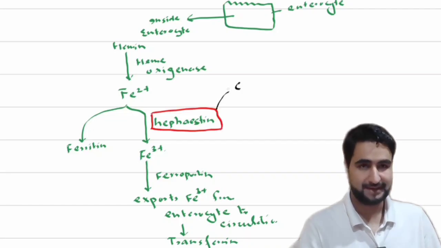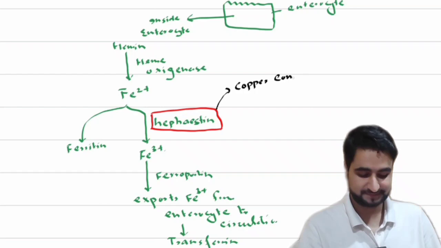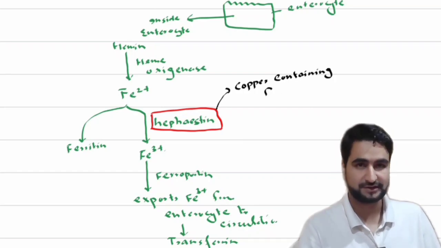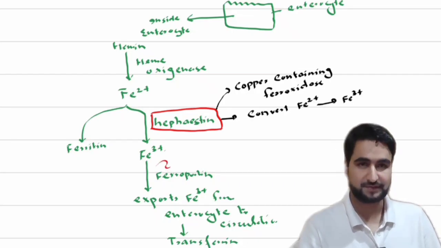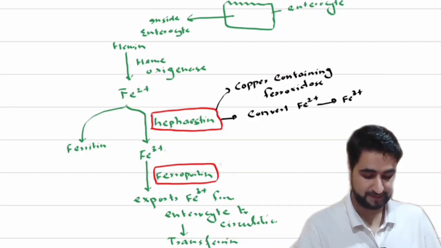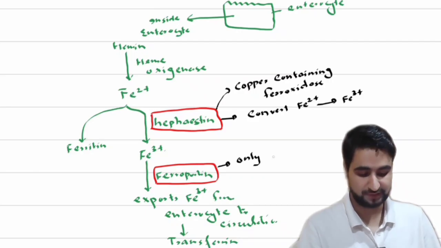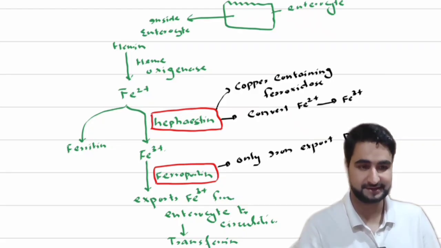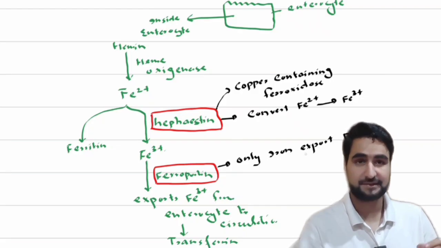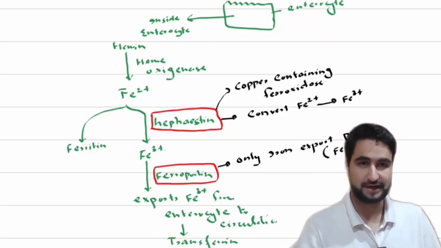Now coming to hepcidin. Hepcidin is a copper containing ferroxidase like ceruloplasmin and it converts Fe2 positive to Fe3 positive, as I have already mentioned. Now coming to ferroportin, it is the only iron export protein. This ferroportin combines with hepcidin, undergoes internalization and is degraded, thereby helping in regulation of iron.